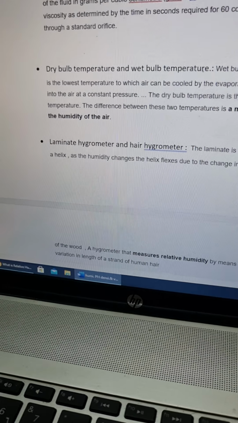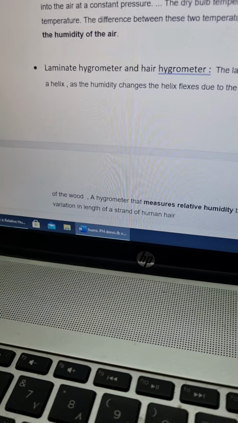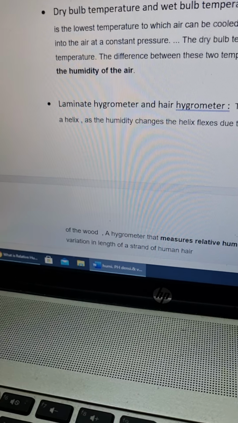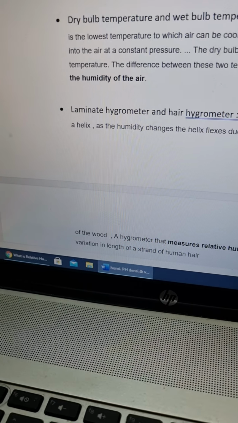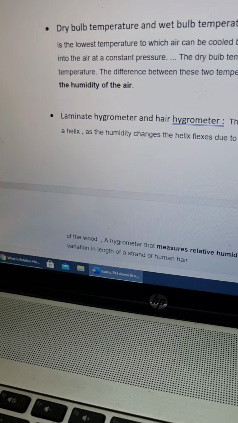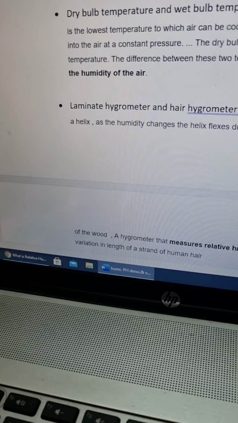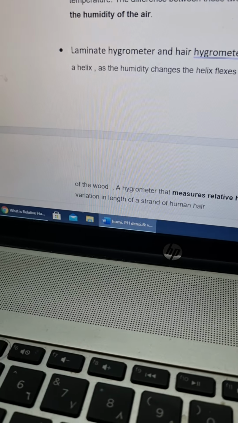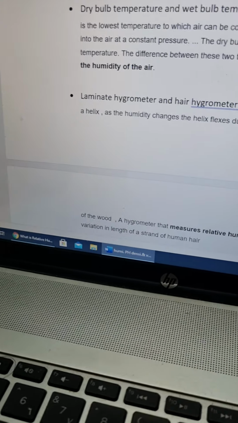Dry bulb and wet bulb temperature. Okay, wet bulb temperature is the lowest temperature to which air can be cooled by the evaporation of water into the air at a constant pressure. And the dry bulb temperature is the ambient temperature. The difference between these two temperatures is the measure of the humidity of the air.